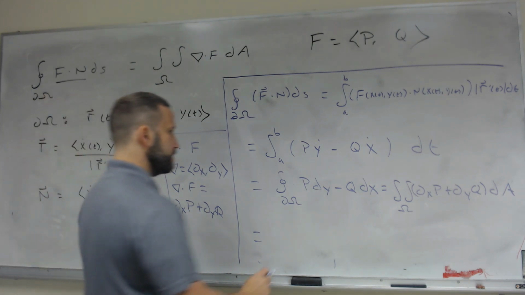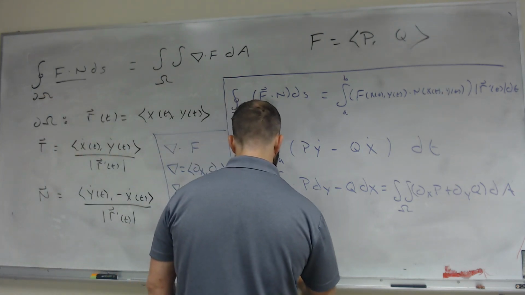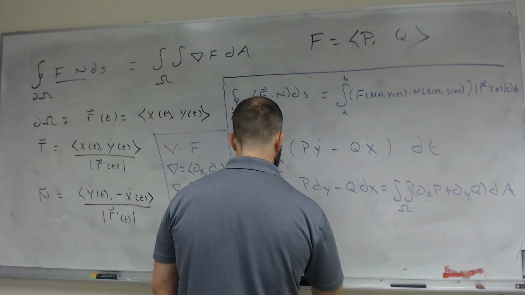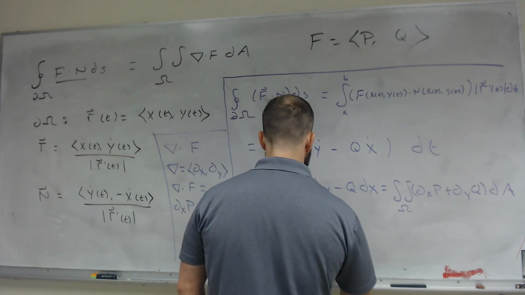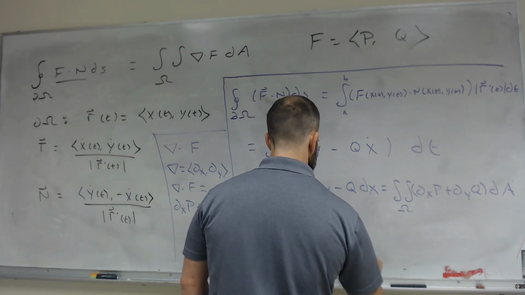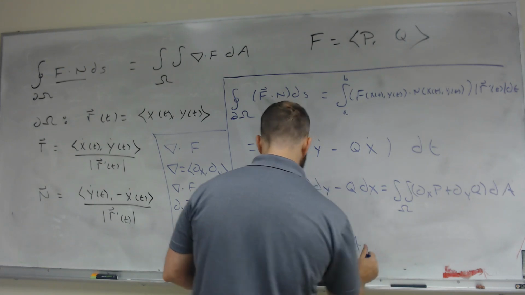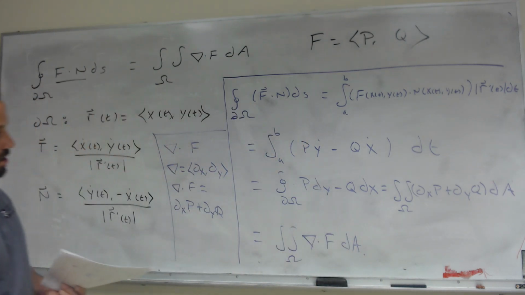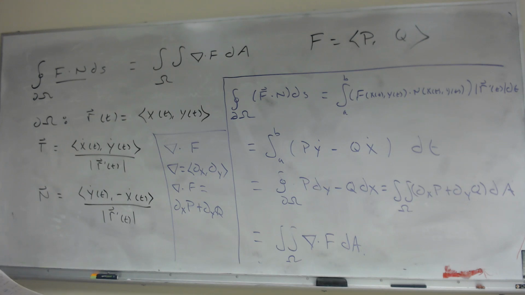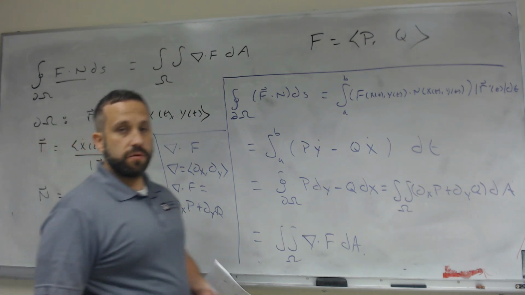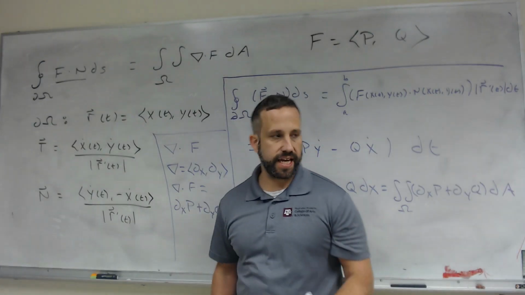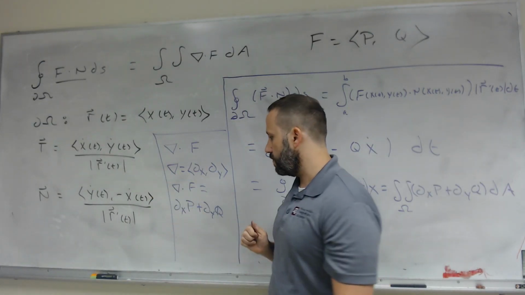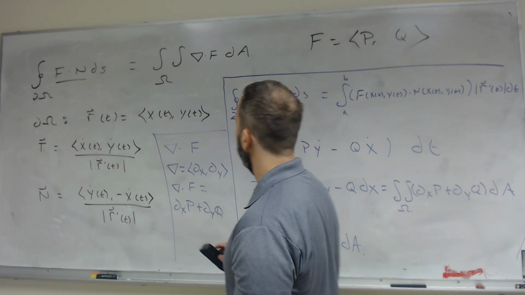And so what we get is this is going to be equal to the integral over omega of the divergence of f dA. Just like this. Okay, and this is what we wanted to show. Well, this is the first thing that we wanted to show. The second thing that we wanted to show is what happens if f is equal to the gradient of u. So what happens if f is equal to the gradient of u?